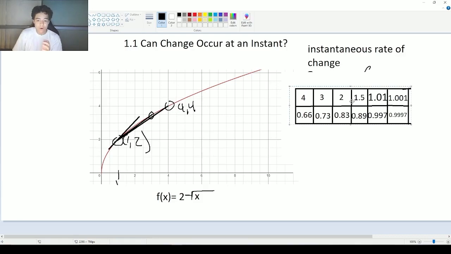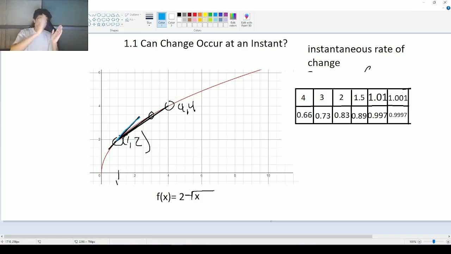If you get 1.01, that would be the slope of, I'll put it in blue to make it easier to see. If 1 is here, 1.01 would be right here, right? So the tangent line would look almost exactly the same as the one we already have. You get a slope of 0.997. And if you go even closer to 1.001, the slope of that is 0.9997.